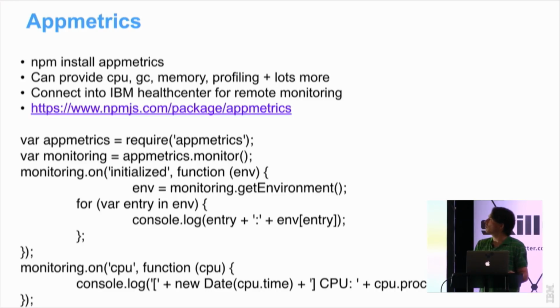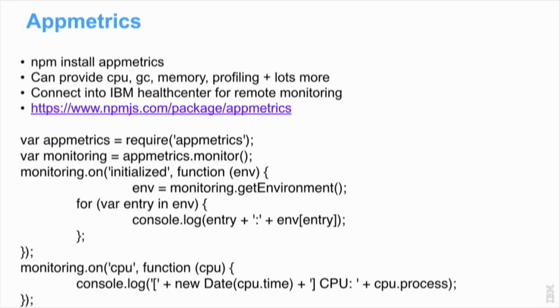Appmetrics, as I said before, is another option, installable from npm. You can add lots of different hooks and different monitoring agents, and also include them in your own modules. And if you want to find out anything more about Appmetrics, we've actually got our Appmetrics architect with us here from IBM today.